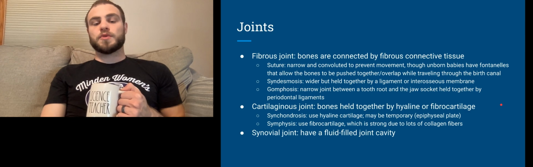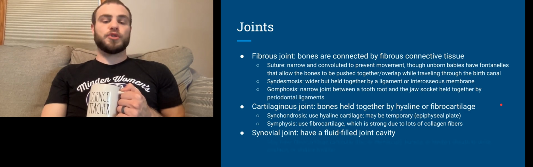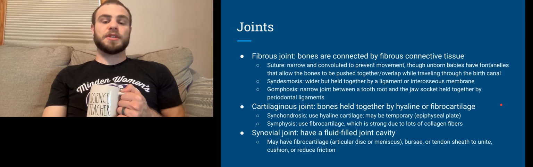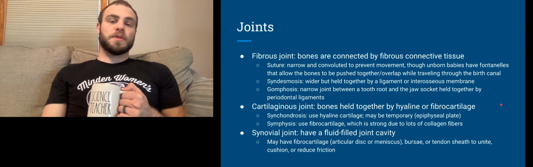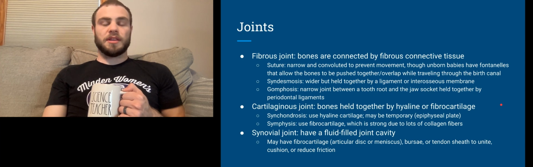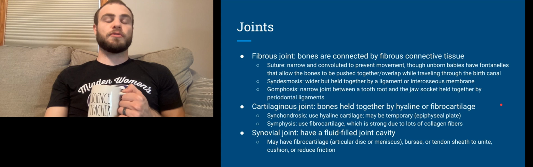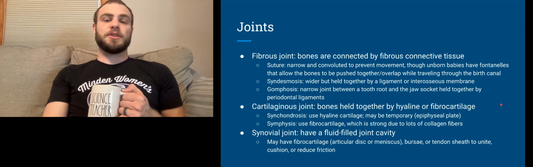And then you have your synovial joints, which are going to have a fluid-filled joint cavity. They may have fibrocartilage in the form of an articular disc or a meniscus, or things like a bursa or a tendon sheath. But all of those are going to be used to unite, cushion, and/or reduce the friction that's present in that joint.